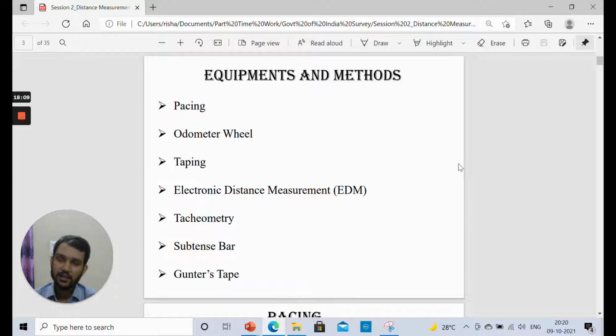Next comes the subtense bar method. It follows the same technique. In this, at the other station a subtense bar of length 2 meters is kept. The staff intercept that we were looking for in the tachymetry technique is similar here, but in this, that intercept is fixed. The staff intercept is fixed at 2 meters. A 2 meter bar is taken, and we look at the top end and the bottom end of that bar.